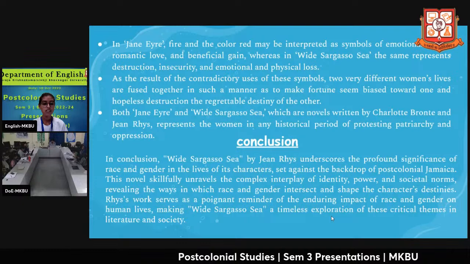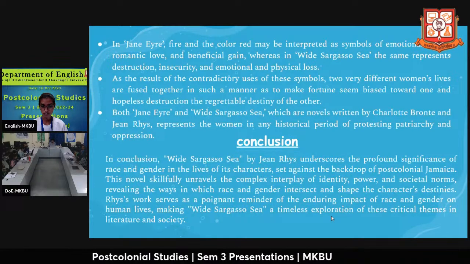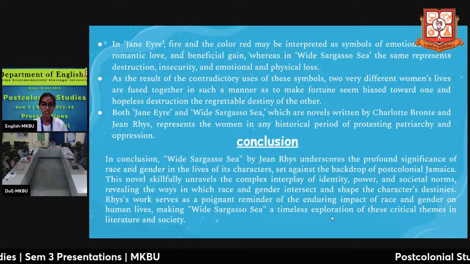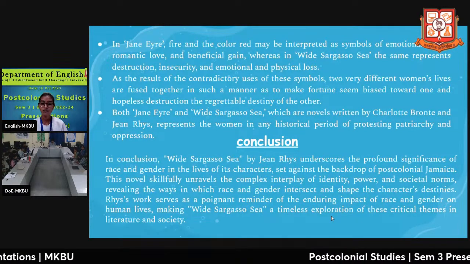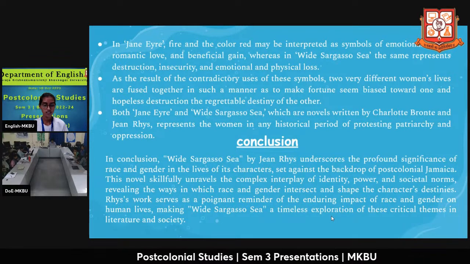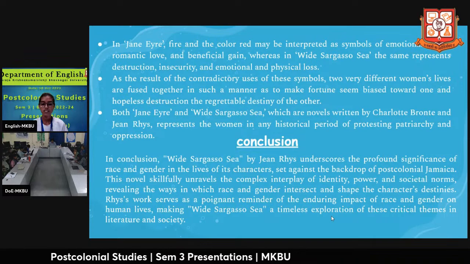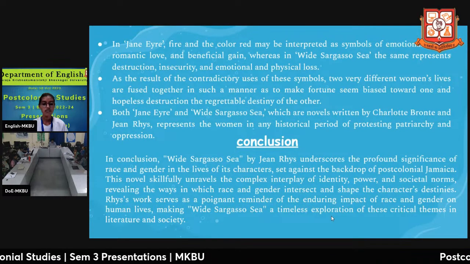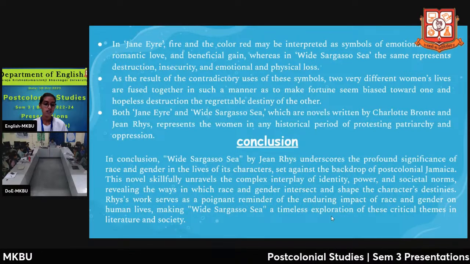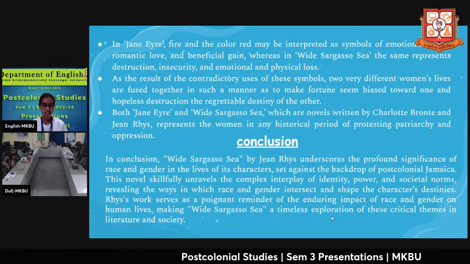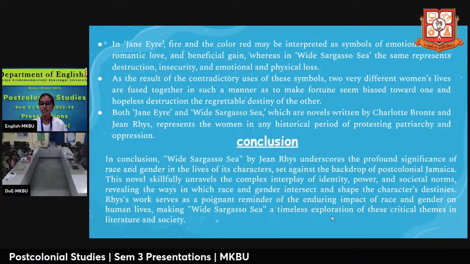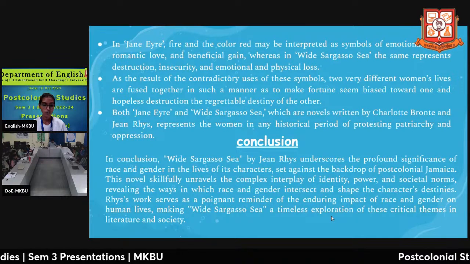As the result of the contradictory use of these symbols, two very different women's lives are fused together in such a manner as to make the fortune of one seem based on hopeless destruction, the regrettable destiny of the other. Both Jane Eyre and Wide Sargasso Sea, novels written by Charlotte Bronte and Jean Rhys, represent women in any historical period protesting patriarchy and oppression.